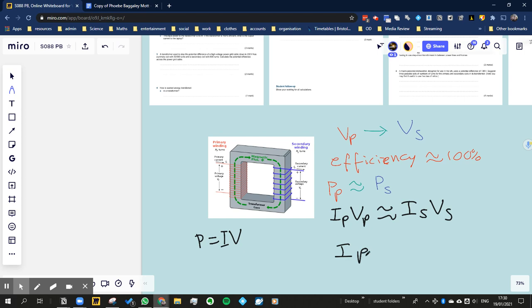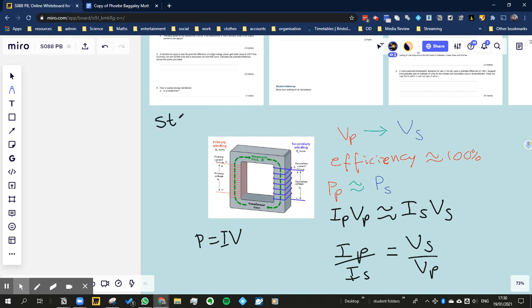So if I rearrange this, IP over IS equals VS over VP. So this means that the ratio of the current is the inverse of the ratio of the voltage. So when I increase the current, I'll decrease the voltage, or when I increase the voltage, I'll decrease the current. So that's the reason why whenever you step up the voltage, you're going to step down the current.